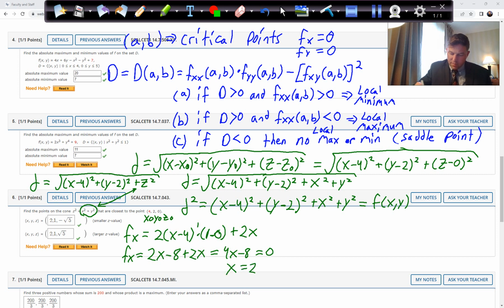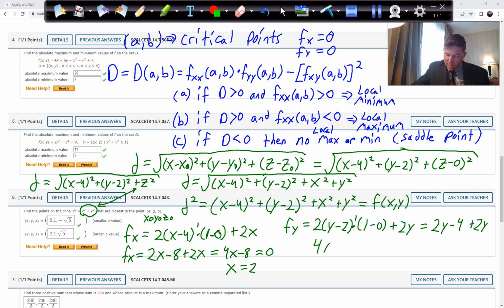Okay, then we find the partial derivative of f with respect to y. Very similar. It's going to be 2 times the quantity y minus 2 to the first times the derivative of the inside, which would be 1 minus 0, plus 2y. And that's going to equal 2y minus 4 plus 2y, or we're going to get 4y minus 4 equals 0, therefore y is 1. So that's our critical point. Our critical point is x is 2, and y is 1. It's 2 comma 1. But we don't know what z is.